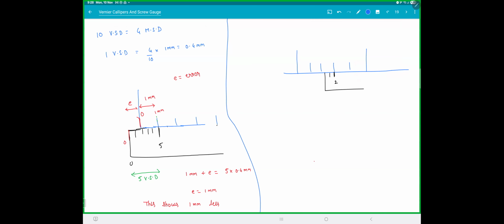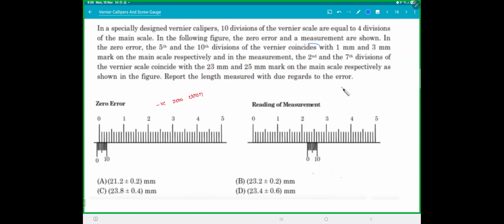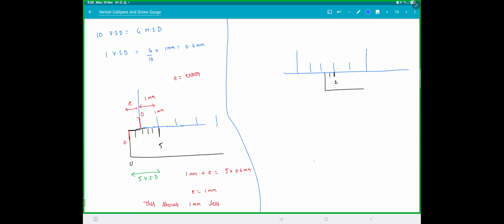Now, coming back to the question. Now, when you keep an object, the second Vernier scale division matches with the 23 mm mark. You could have taken 7 with 25 also. It doesn't matter. You get the same thing. So your second division is matching with 23 mm mark. So this guy was 20 mm mark, 21, 22. This is 23 mm mark. Great. And this is your second division.